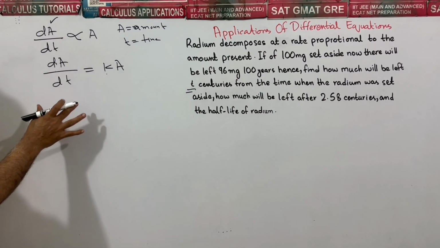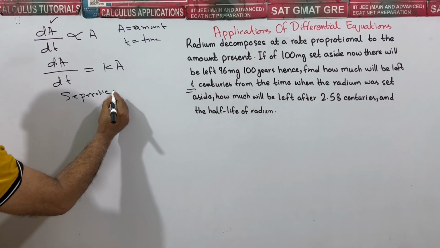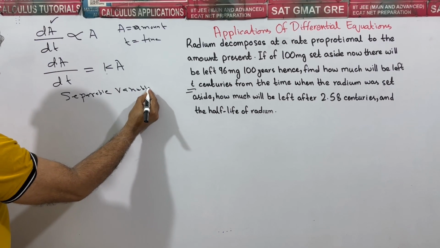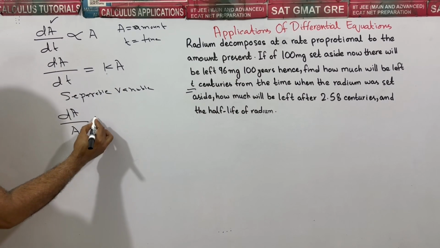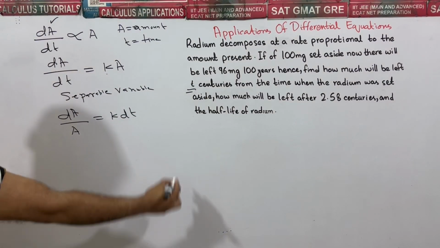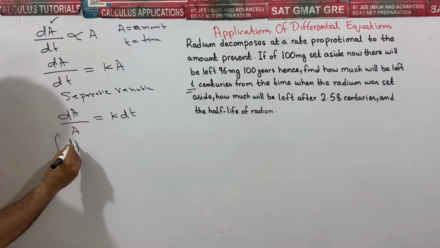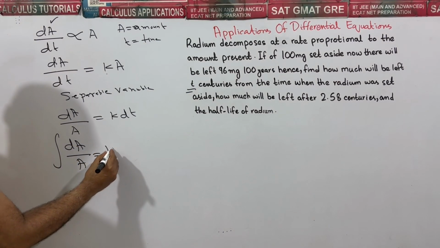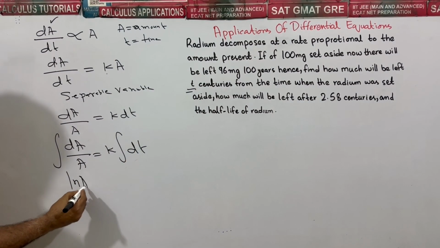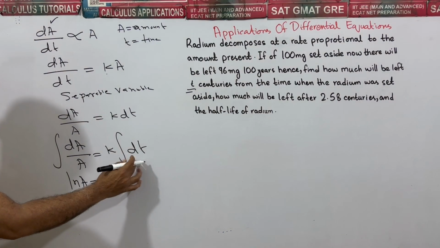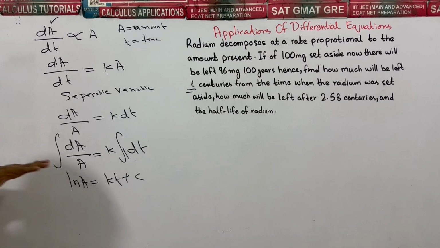First solve this equation. It is a separable differential equation, or linear; you can solve it by both methods. Let me apply separation of variables. Separate the variables: dA over A equals k times dt. Integrating both sides with respect to the independent variable, the integral of dA over A is ln A, and k is a constant, so the right side is k t plus c. Simple separable differential equation.